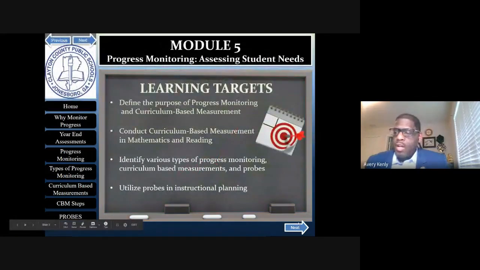So here are our learning targets. Our learning targets are to define the purpose of progress monitoring and curriculum-based measurement, to conduct curriculum-based measurement in mathematics and reading, to identify various types of progress monitoring, curriculum-based measurements, and probes, and finally, to utilize probes in instructional planning. Those are the outcomes of this particular module, to focus on utilizing and understanding progress monitoring as well as curriculum-based measurement as we develop probes for instructional planning.